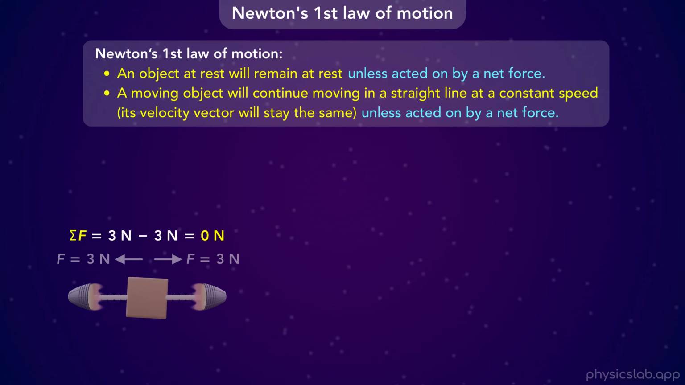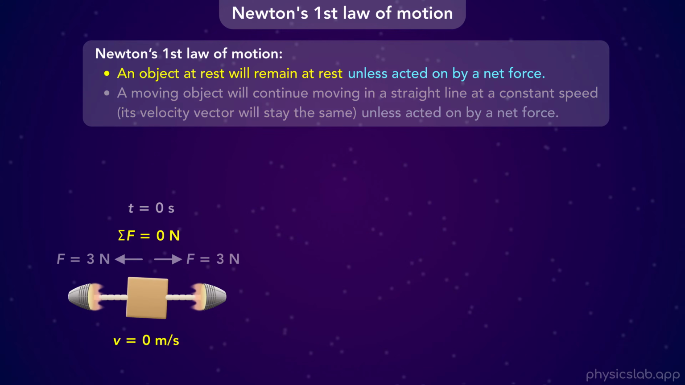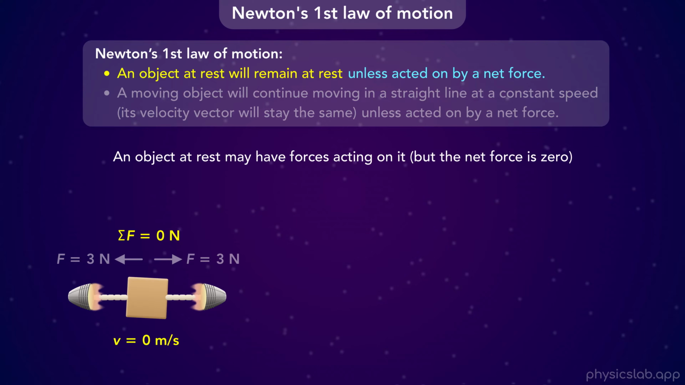It would be 3 newtons minus 3 newtons, which is 0 newtons. The forces have the same strength and pull in opposite directions, so they cancel out and there's no net force. If the box is at rest, then it will remain at rest, and we can say an object at rest may have forces acting on it, but the net force is 0.